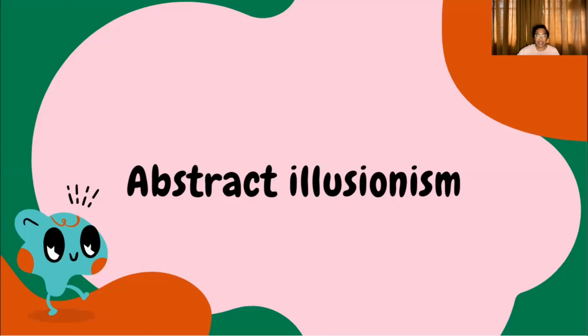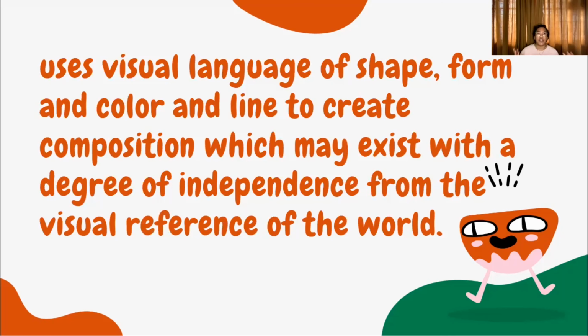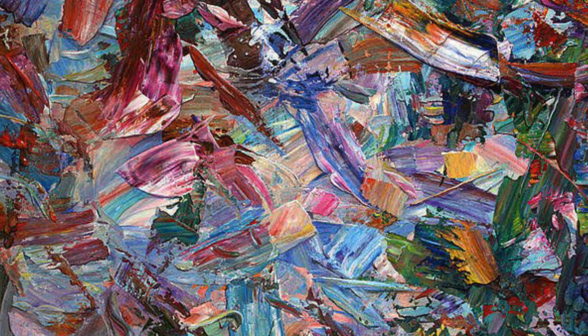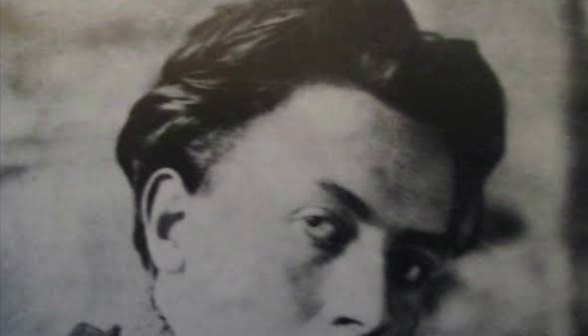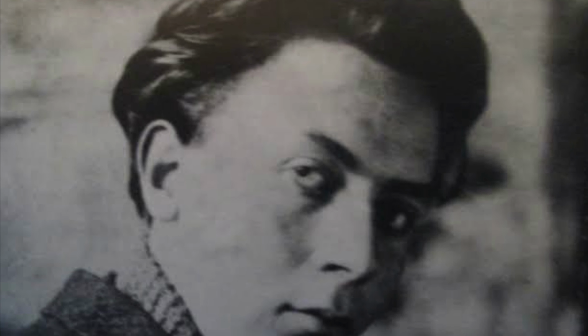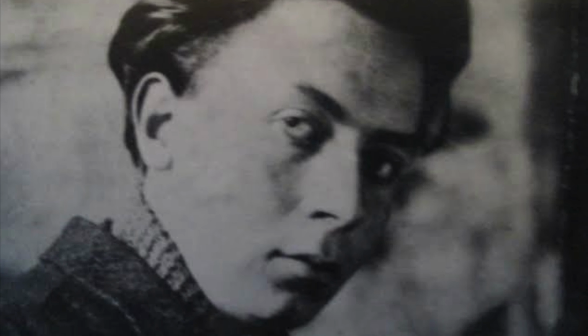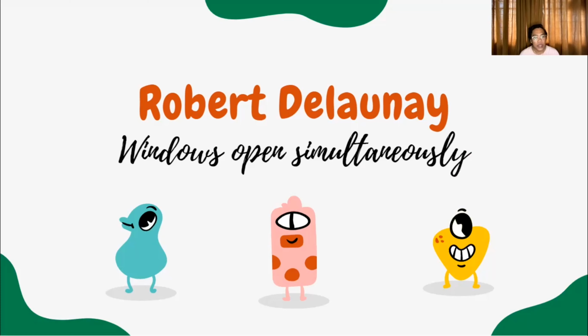The next one is abstract illusionism. What is abstract illusionism? So it uses visual language of shape, form, color, and line to create a composition which may exist with a degree of independence from the visual reference of the world. So under this art movement class, the artist we have is Robert Delaunay. This is entitled Windows Open Simultaneously.